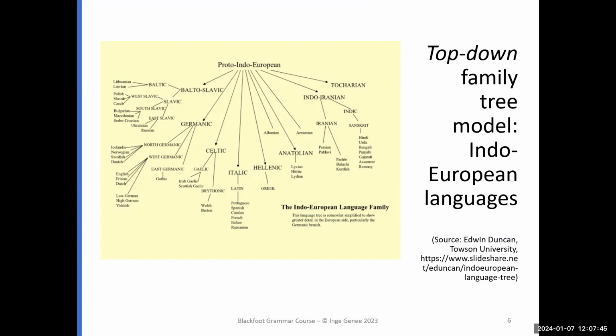If you were to compare this picture with the previous one, you would also see that some of the branchings are slightly different, and some of the names given to sub-branches are also slightly different. This is because there's not 100% agreement amongst historical linguists about the exact details of how the language split off or about the best name for each branch.